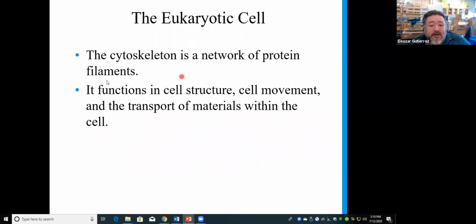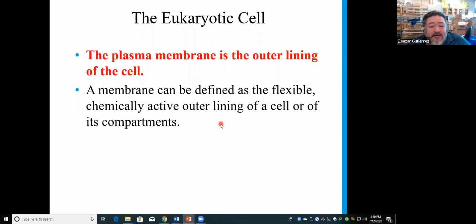The cytoskeleton is a network of protein filaments. It functions in cell structure, cell movement, and the transport of materials within the cell. We're going to go into detail on that in just a second. The plasma membrane is the outer lining of the cell. We discussed the monomer of the plasma membrane last week. Remember, we said that it was a glycerol with 2 fatty acids, a phosphate group, and a variable group, which consisted of a sugar, okay, for cell recognition.